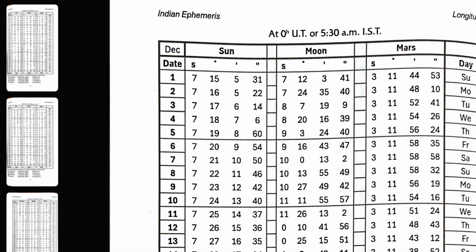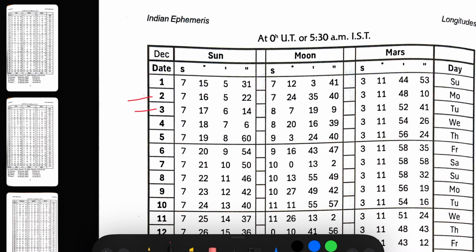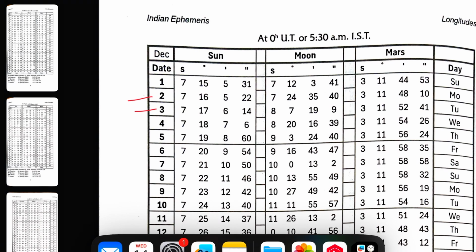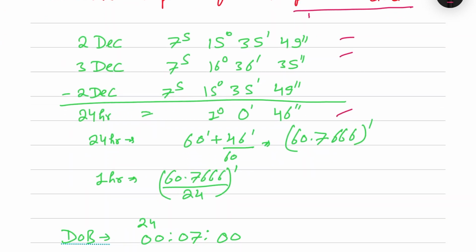It is from here, at 5:30 a.m. For 2nd December and 3rd December it is 7 sign 16 degrees 5 arc minutes and 22 arc seconds. Why are we using 2nd and 3rd? Because it is the midnight of 2nd and 3rd. That's why we are using these two values. In 24 hours it is moving 1 degree 0 arc minutes and 46 arc seconds. So for 24 hours the movement is around 60.7666 arc minutes, divided by 24.